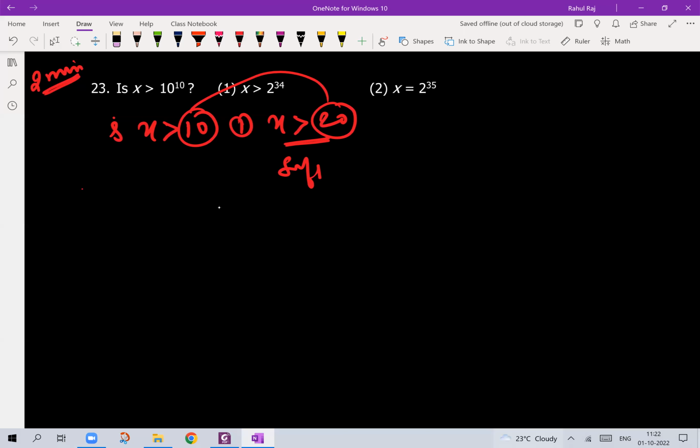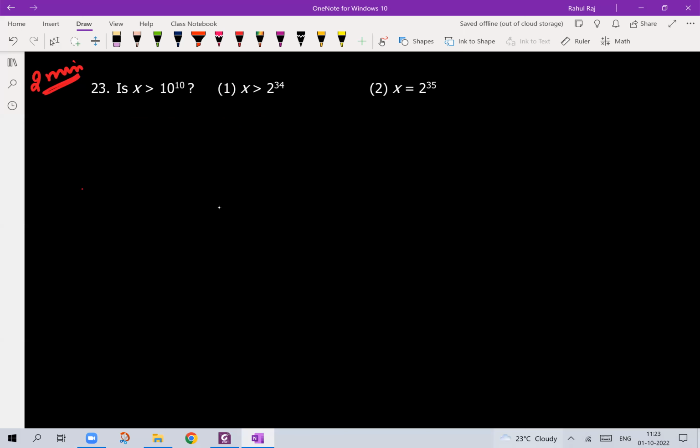The whole point is that at this point of time, I don't know whether 10 to the power 10 is greater or 2 to the power 34 is greater. So my job is to compare these two terms. So let's say this is 10 to the power 10 and 2 to the power 34. Now there could be various comparisons that you can go ahead and learn from YouTube and all. You should not stick to one type of comparison that I'm telling you. All I can say is that I prefer to bring the base value as close as possible.